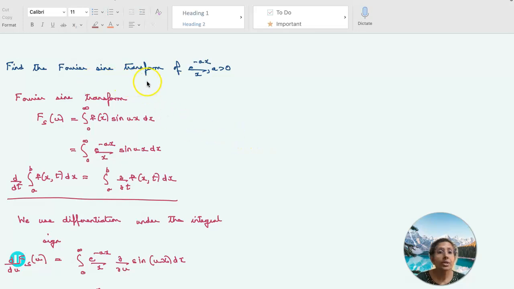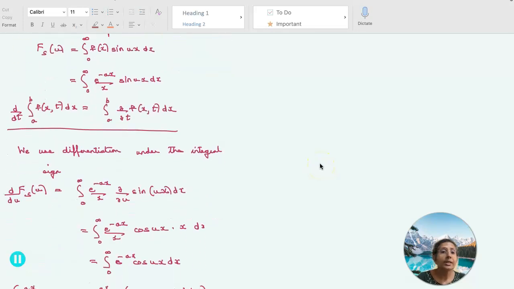So find the Fourier sine transform of e raised to minus ax by x where a greater than 0. The Fourier sine transform is given by Fs(u) is integral 0 to infinity f(x) sine ux dx. That is integral 0 to infinity e raised to minus ax by x sine ux dx. Now this is the differentiation under the integral sign formula, which says that d/dt of integral a to b f(x,t) dx becomes integral a to b partial derivative with respect to t of f(x,t) dx.